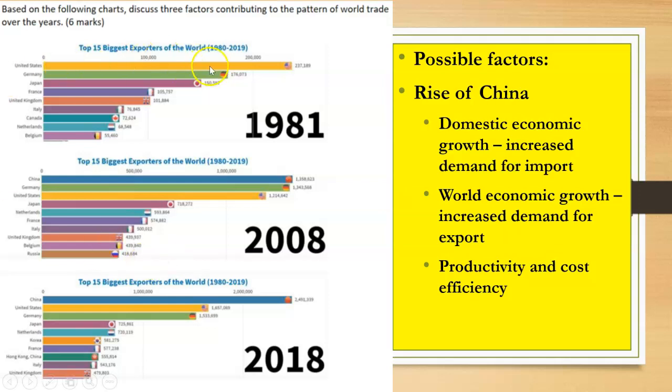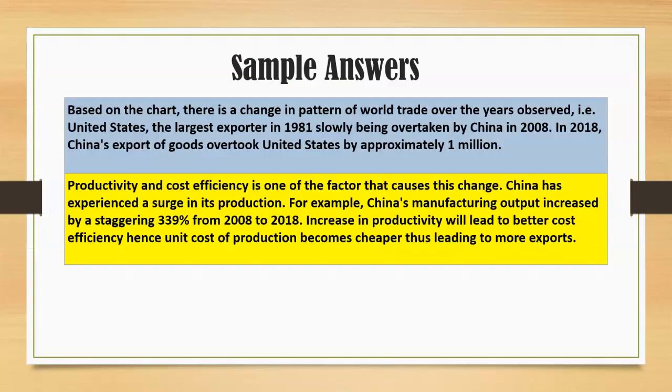Okay, so what are the possible factors? It says discuss possible factors for the rise of China. That's what the question actually wants. So I have put in some factors here. If you can read through on your own, these are factors from the 6 factors that we have covered in this video. Then I have another slide here, the last slide, that shows you a sample answer to this particular question.